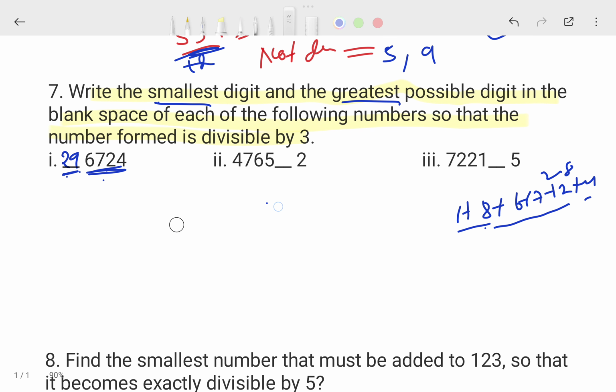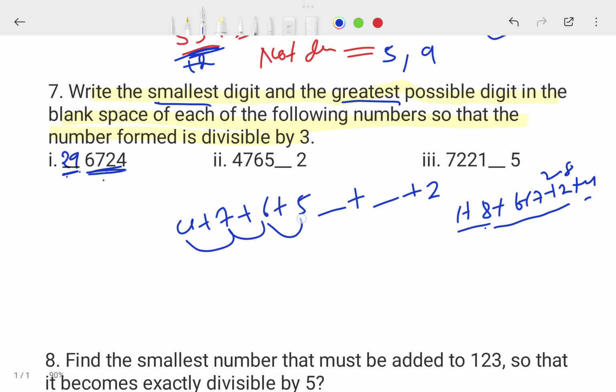Okay, now here it is given 4 plus 7 plus 6 plus 5. Here one number plus here one number plus here. Add this one. 11, 11 plus 6 is 17, 17 plus 5, what is it going to be? 22. 22 plus 2 is 24 only.